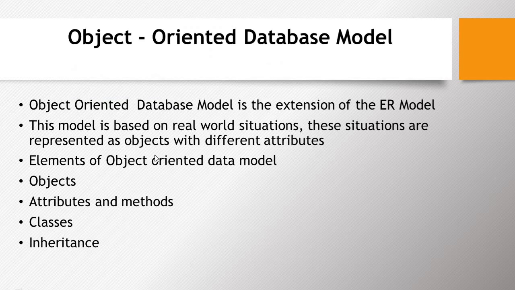Next, the third type is the object-oriented database model. We are already familiar with the basic concepts of OOPS such as classes, objects, inheritance, polymorphism, etc. So this is an extension of the entity relationship model. Mainly it is also based on real world situations, and it contains different objects and different attributes. The elements of the object-oriented data model are objects, attributes and methods, classes, and inheritance. These are the elements contained in the object-oriented database model.